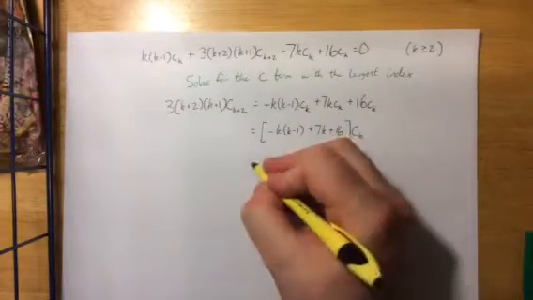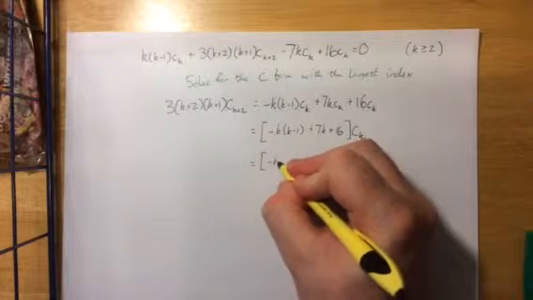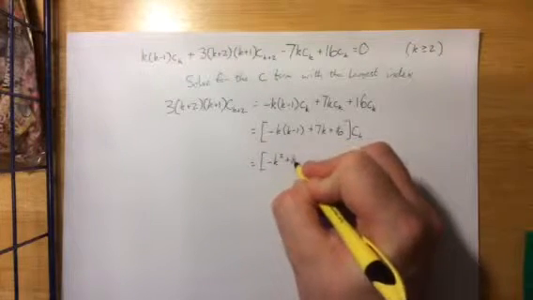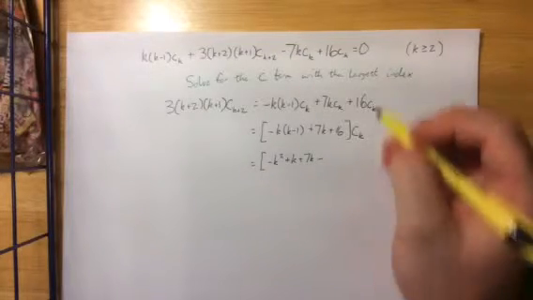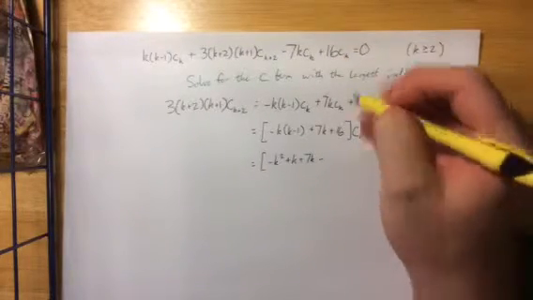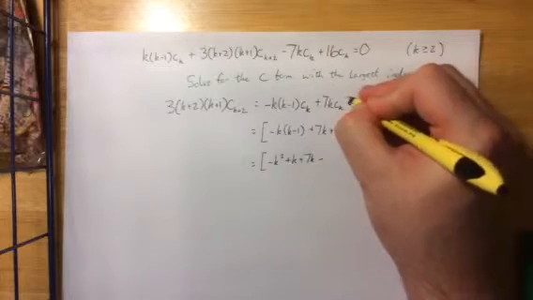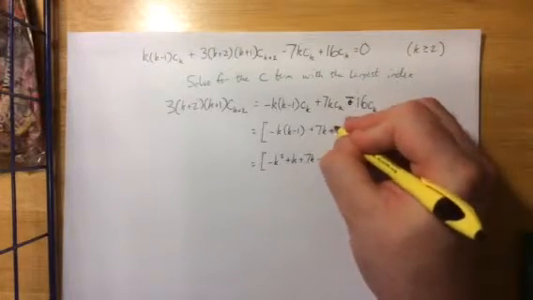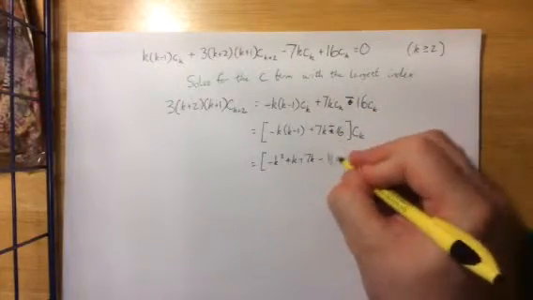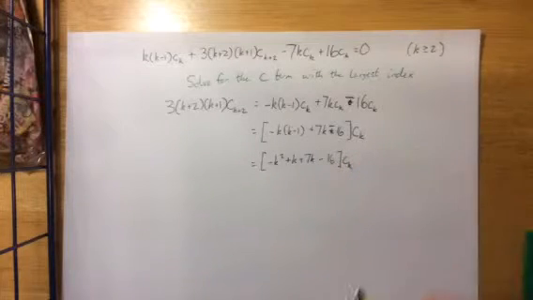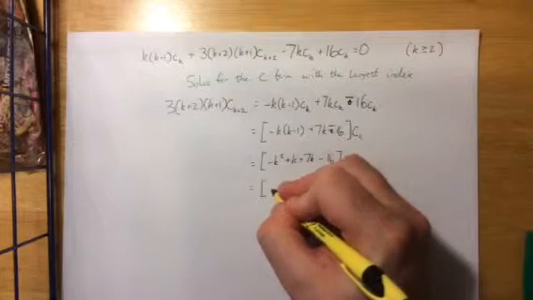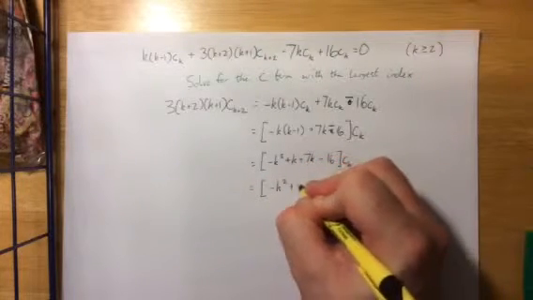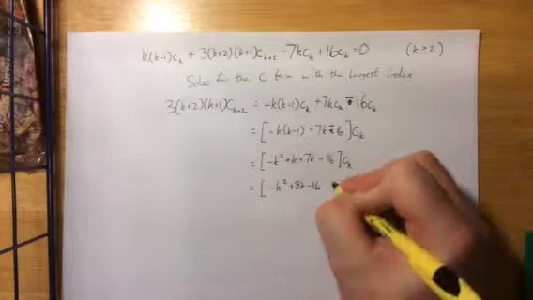Alright, let's distribute the minus k through. So we got a minus k squared plus k plus 7k. Oh, I probably should have subtracted that over, shouldn't I have? Yep, that's going to make this problem a lot nicer. Yep, problems tend to be a lot nicer when you do them correctly. So put it all together, we got ourselves negative k squared plus 8k minus 16.